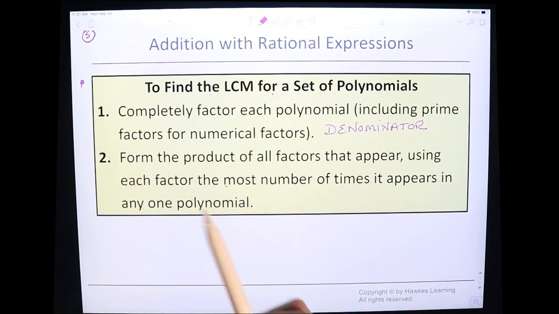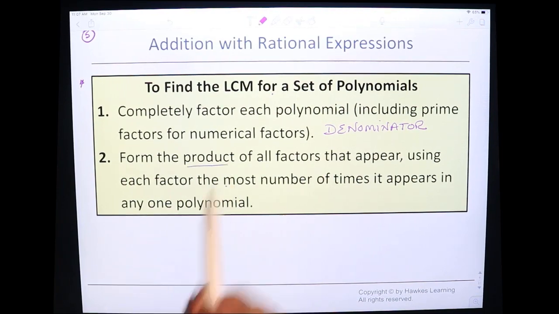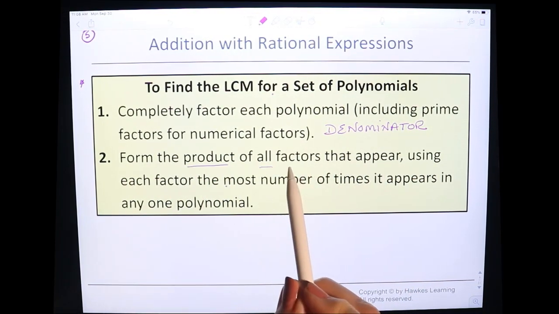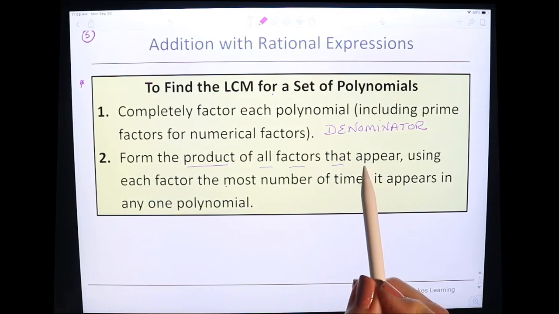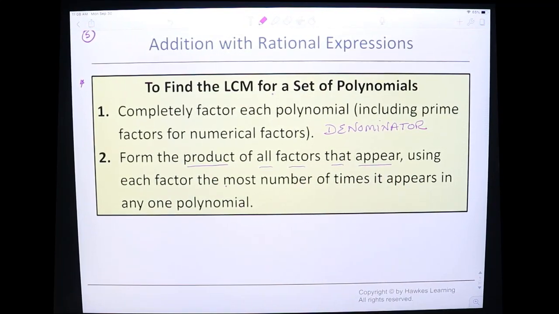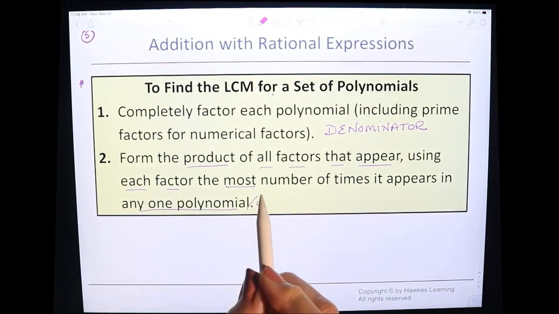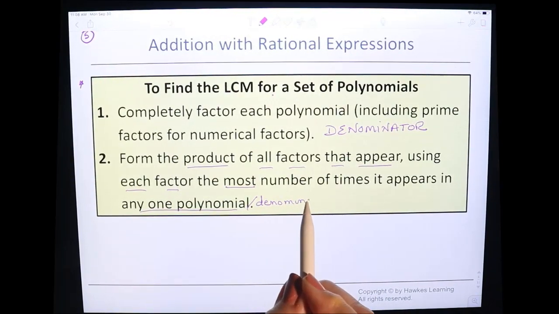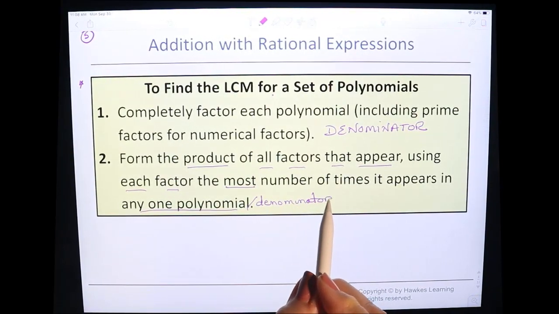Form the product, of course that means multiplication, of all factors that appear. So even if it only appears once, we're going to put it into our product, using each factor the most number of times it appears in any one polynomial, and I'm going to put slash denominator because I'm going to be working here with denominators.